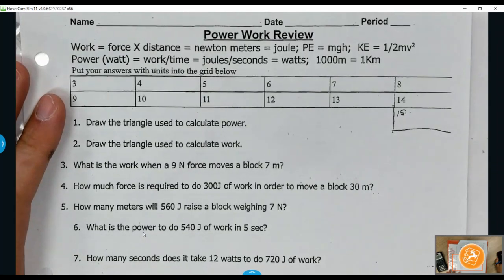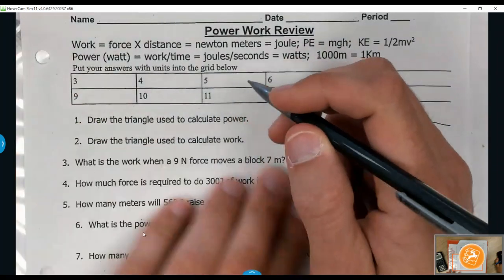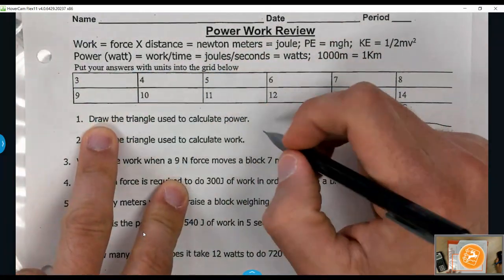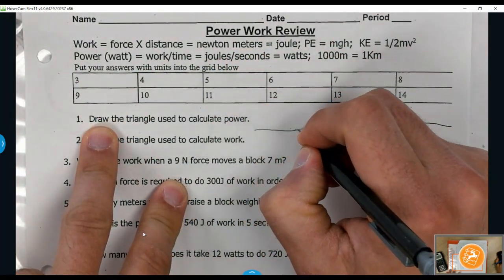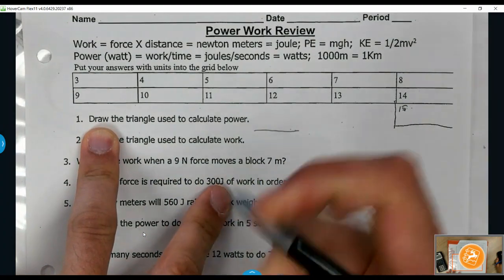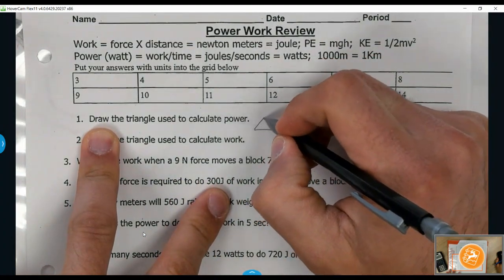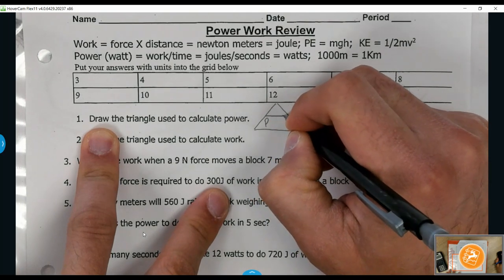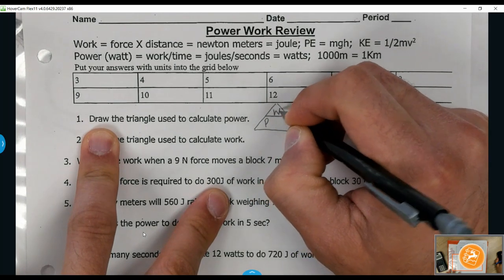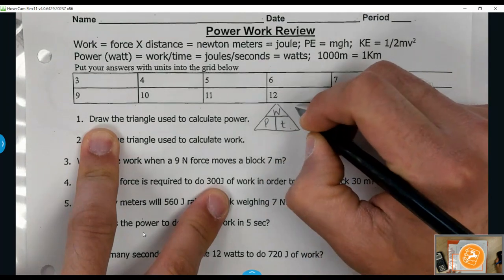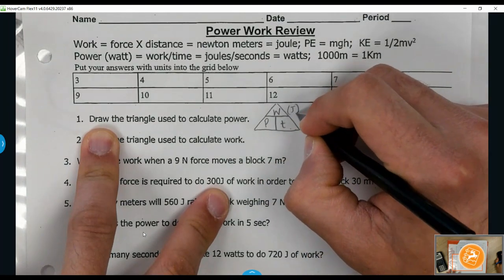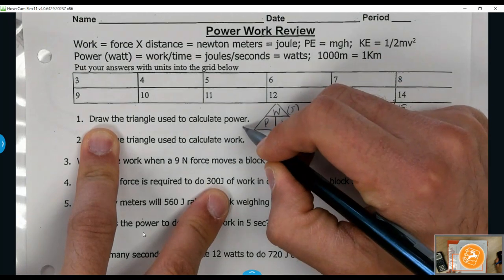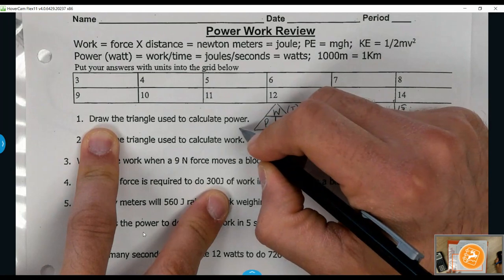Taking a look at this, it asks you to draw in the triangle to calculate power. So it tells you that power is work divided by time. That means it has to have a certain position in my triangle. Power is work divided by time. But remember that the unit for work is the joule, the unit for time is seconds, and the unit for power is watts.